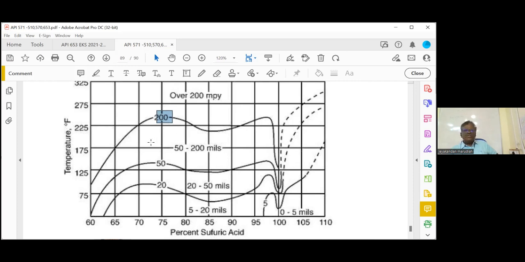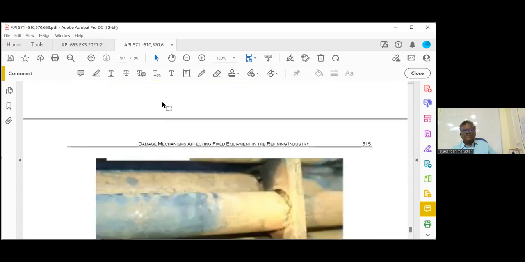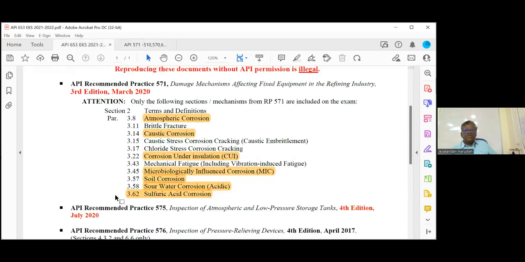Okay, so you can see here, for example, if you take 75%, up to 75 degrees Fahrenheit the rate is less than 20 mils. If you go beyond that, the range is 20 to 50, then 50 to 200, and this region is over 200. So that's all internal corrosion.